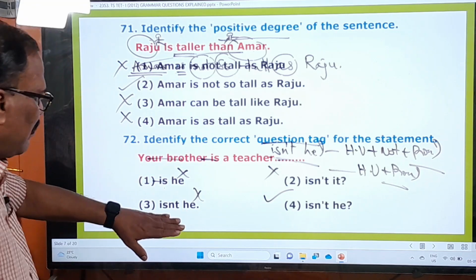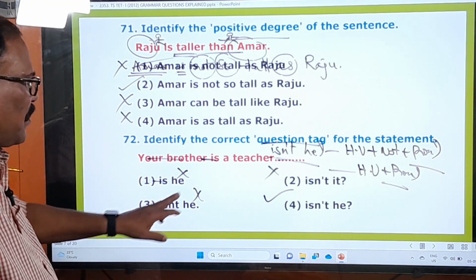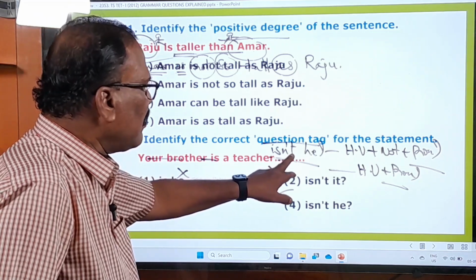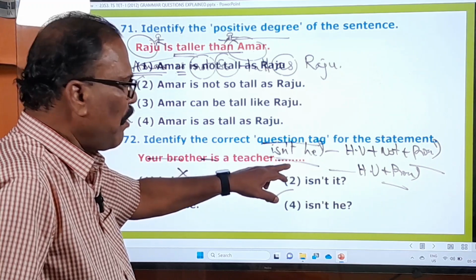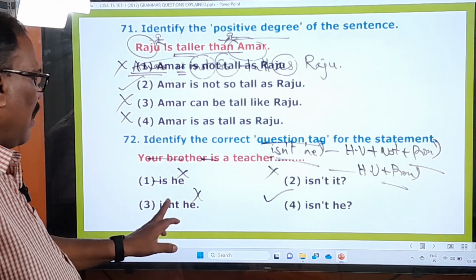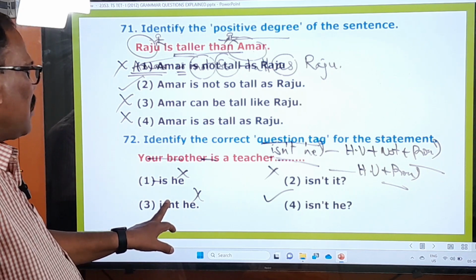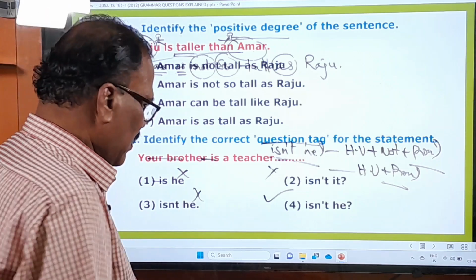See, even this is a silly mistake actually. Of course, "isn't" needs an apostrophe, because you have contracted this one. That's why "isn't" means you have to use this apostrophe mark. In the other options the question mark is not there and the apostrophe mark is not there. So therefore, first, second and third are wrong. Only the fourth one is the right one.